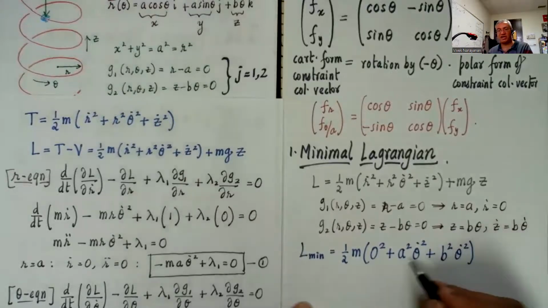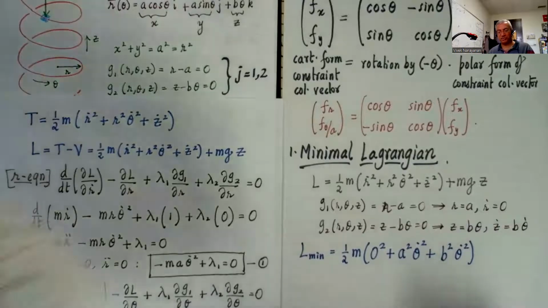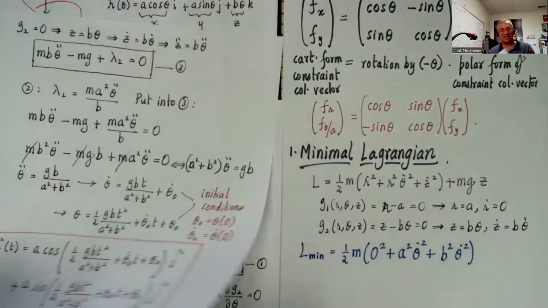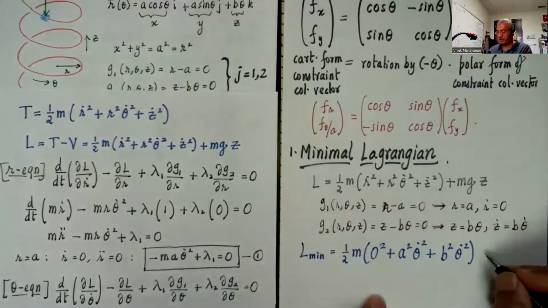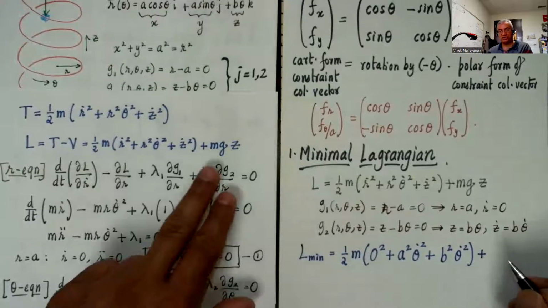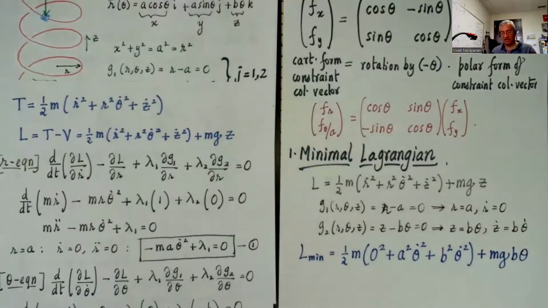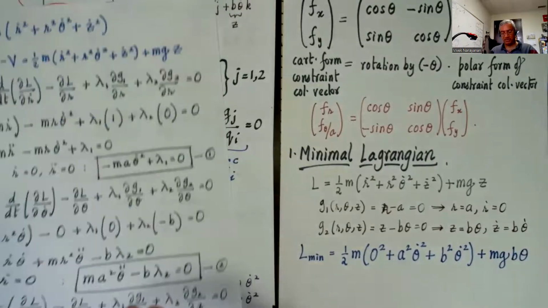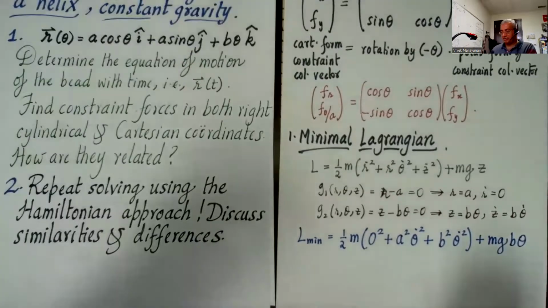Well, ring a bell, a squared plus b squared. We are back to our famous a squared plus b squared term. So we are seeing that coming already at the Lagrangian level itself. And then the potential energy term is mg, but this time instead of z, I write b theta. What I've done, I've now made the Lagrangian minimal. Now I don't need these sheets, so I'll take them away. That is our minimal Lagrangian.